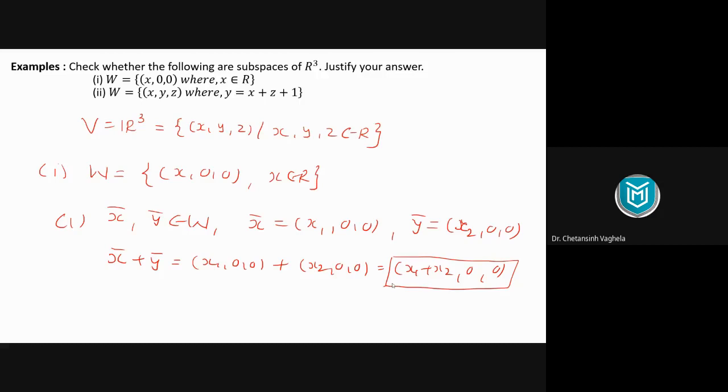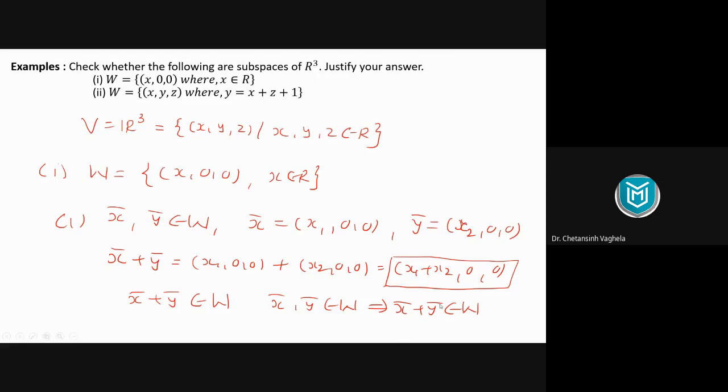Yes, it is satisfying. Why? Because the condition is the y and z coordinates should be 0. And here also the y and z coordinates are 0. That means your x bar plus y bar vector is also part of W. So the first condition is satisfied here. That means if x bar and y bar are members of W, then x bar plus y bar is also a member of set W. So the first closure property for this set W is satisfied.